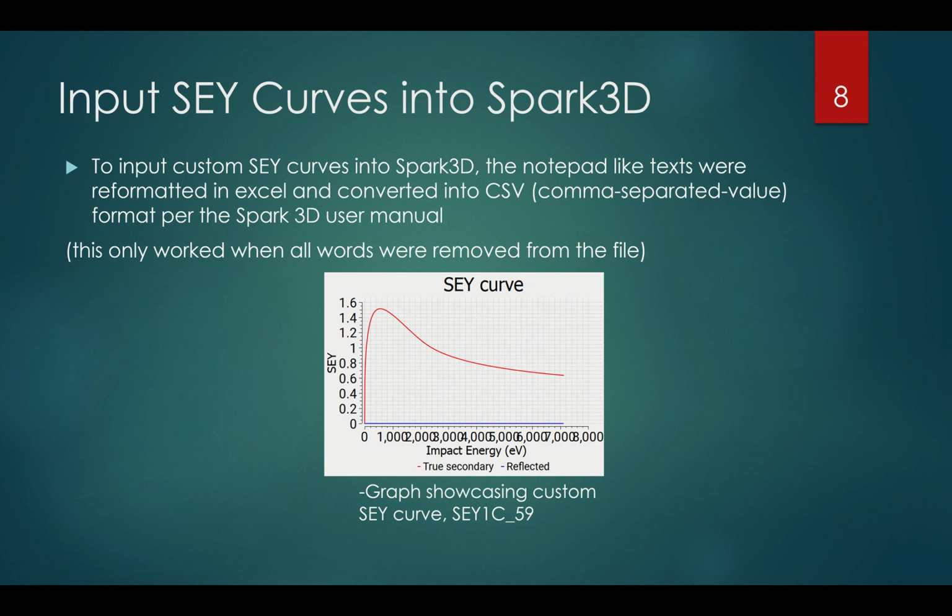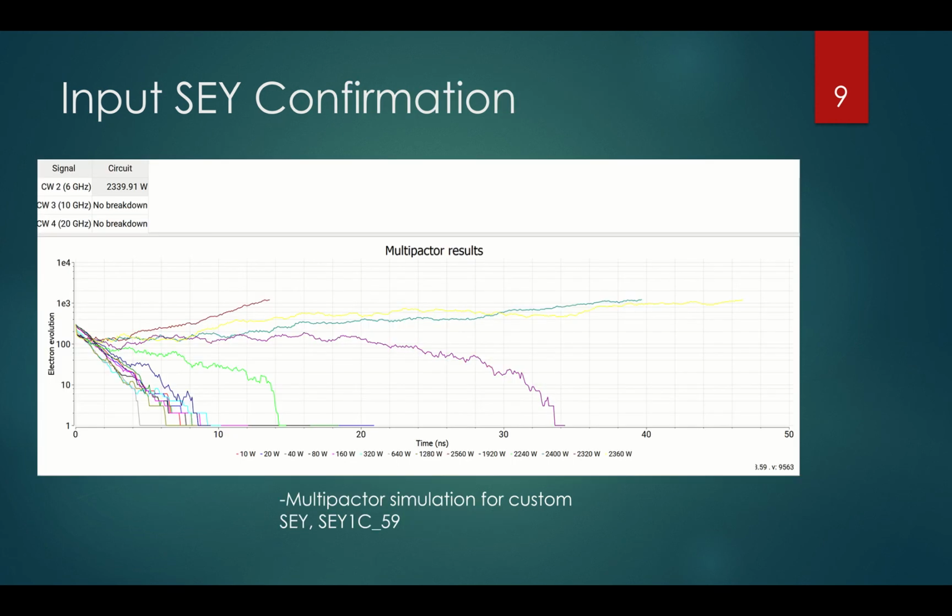And here's a little graph with the SEY curve showcasing it for the file that he called SEY1C_59. I'm going to follow up on what exactly that means for the curve, but this is what I was able to generate with the graphic in Spark 3D, showcasing the actual SEY curve. And for the confirmation it actually works, I was able to simulate it with the 6, 10, and 20 gigahertz, showing no breakdown for 10 and 20, and one about 2340 watts for 6 gigahertz.